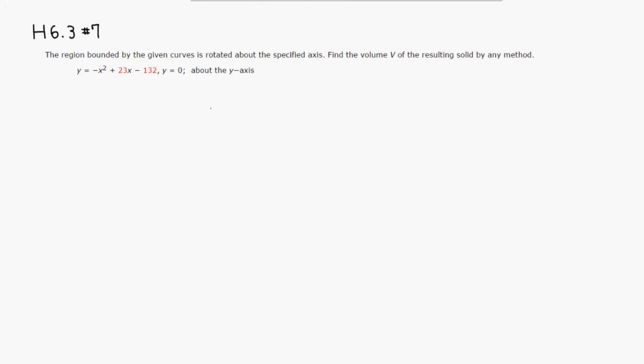All right, let's look at homework 6.3, problem number 7. We want to find the volume of rotation whose region is bounded by this parabola and the x-axis and rotated about the y-axis. All right, so let's draw a picture. Here's the x-axis. Here's the y-axis.